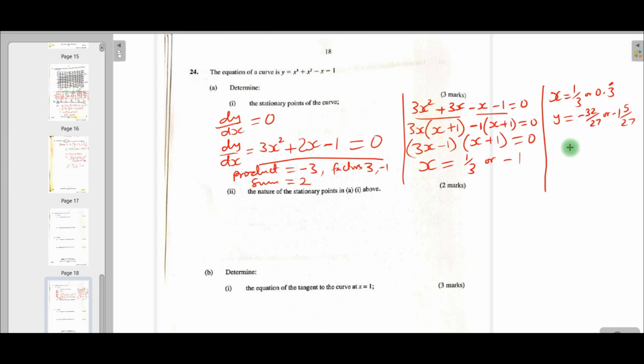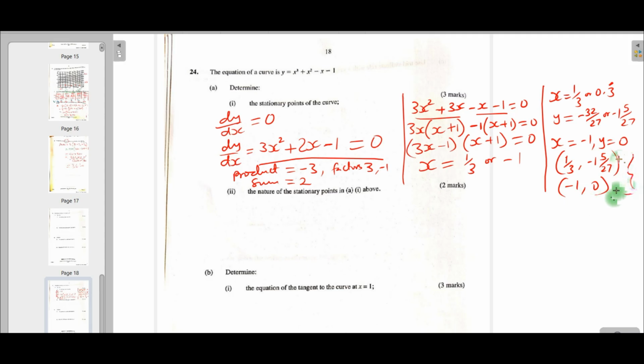Then when x is minus 1, y again we substitute into the equation of the curve. We shall get y is 0. So the two stationary points are, we have 1/3 and minus 1 and 5 over 27. The other stationary point is -1, 0. So those are the stationary points.